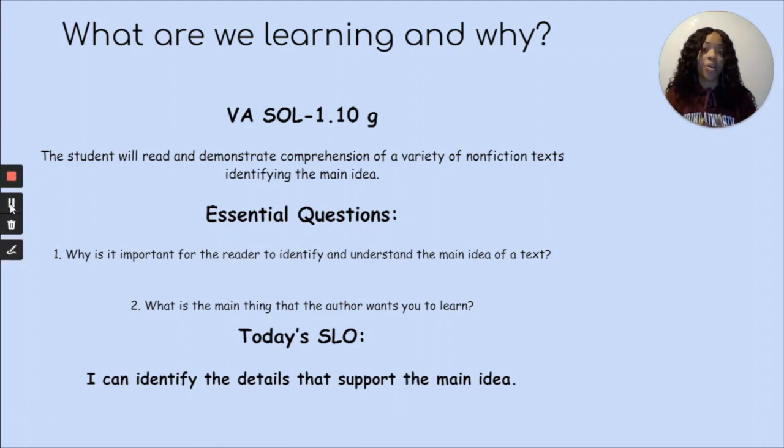What are we learning and why, first graders? We, as students, will read and demonstrate our comprehension of a variety of nonfiction texts, identifying the main idea. Our essential questions we should be able to answer after 2 days of studying the main idea: Why is it important for the reader to identify and understand the main idea of a text? And what is the main thing that the author wants you to learn? But today's SLO, friends, is I can identify the details that support the main idea.